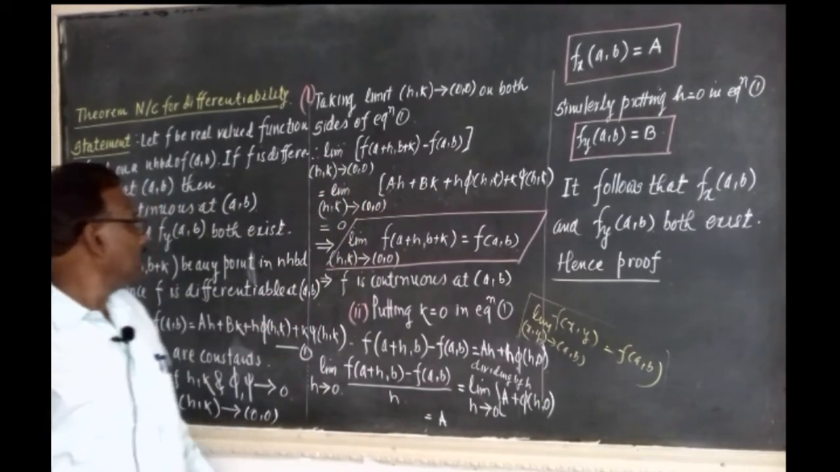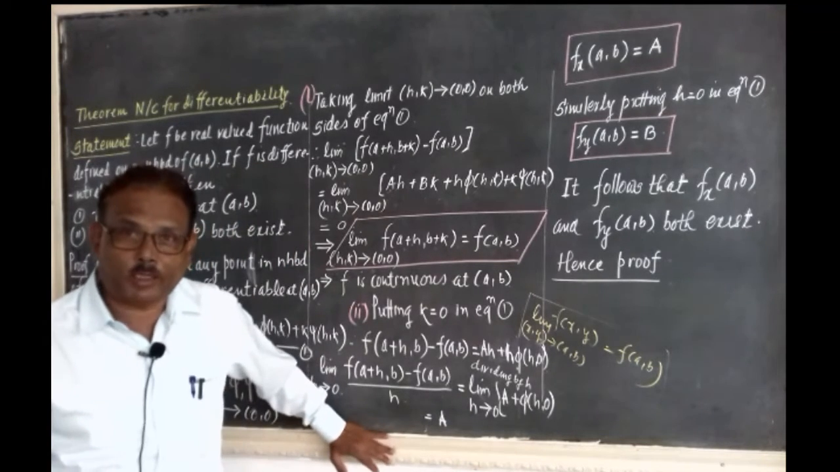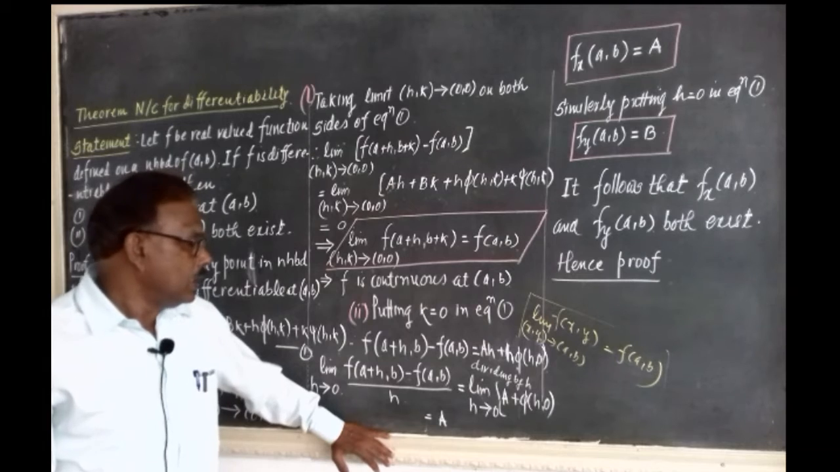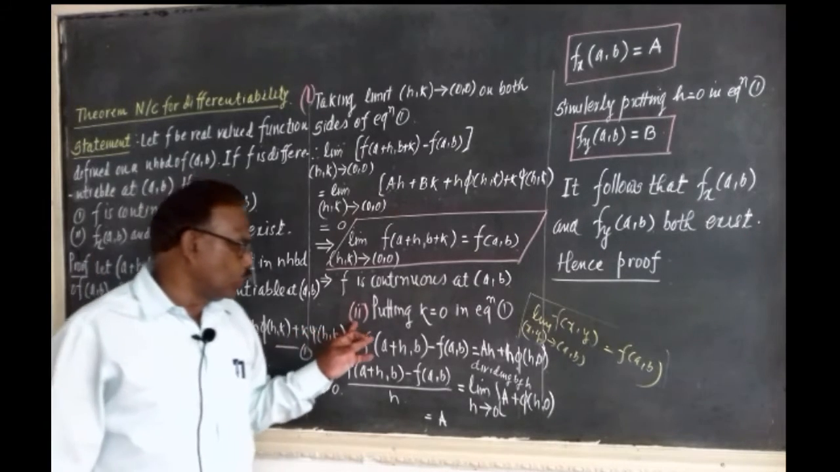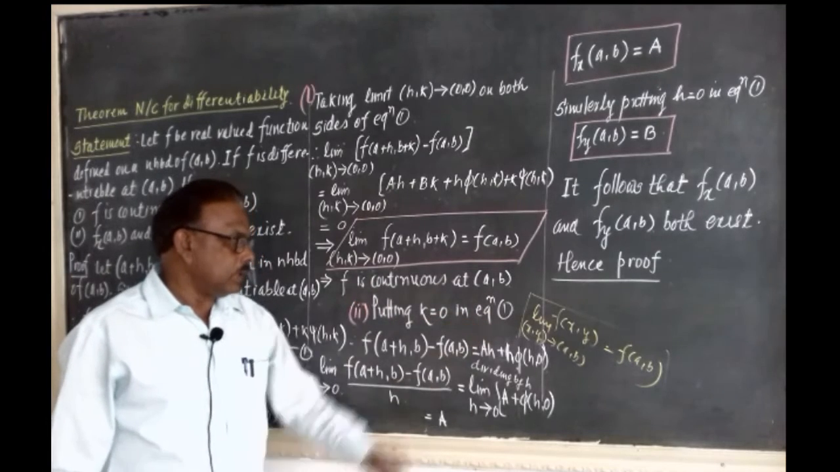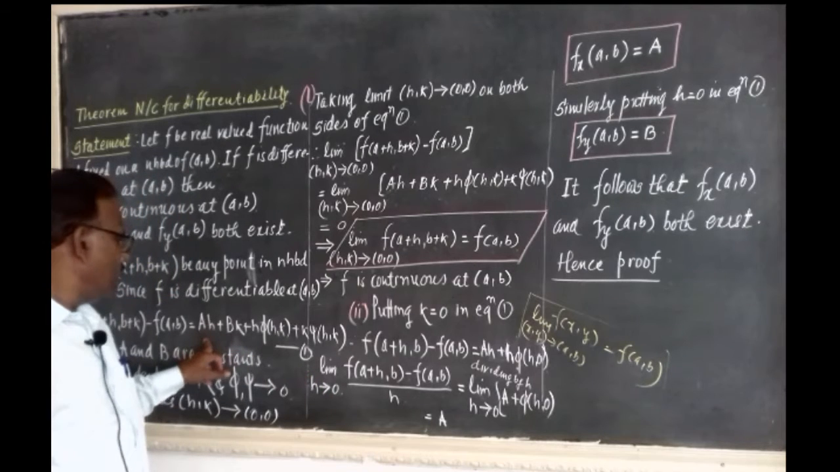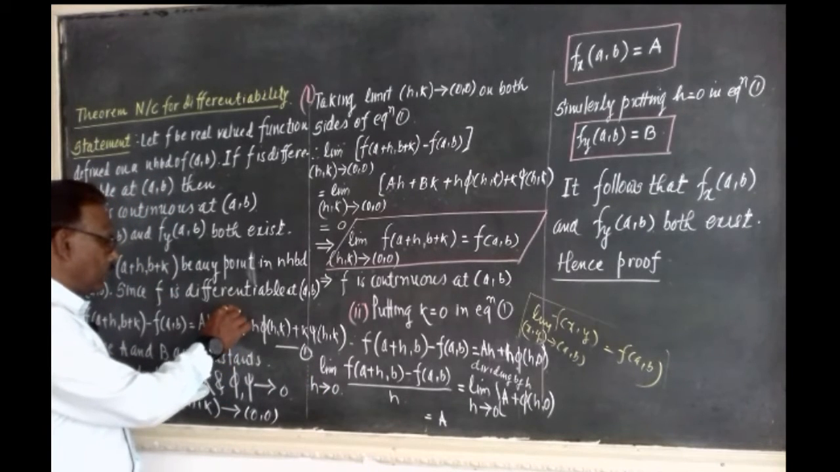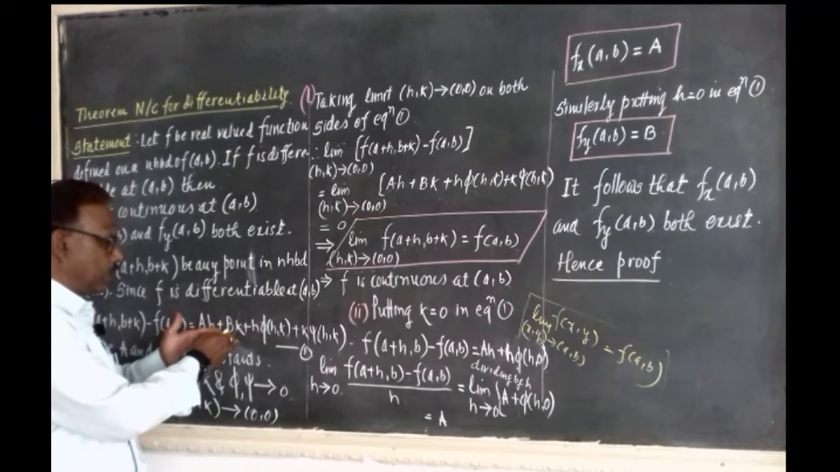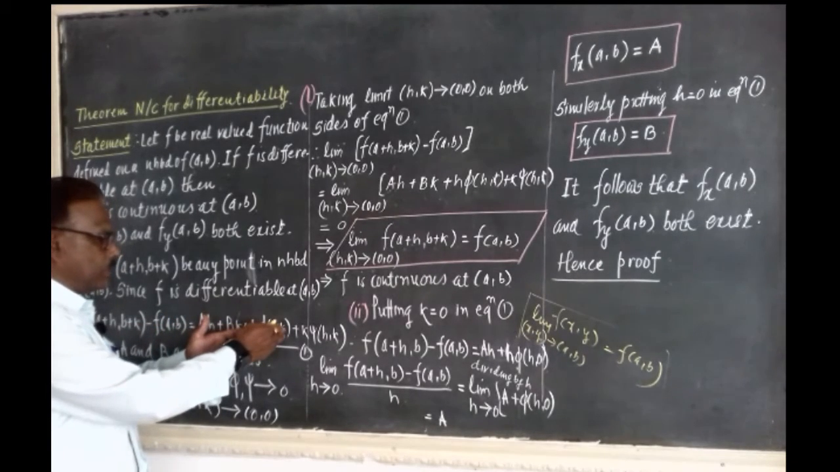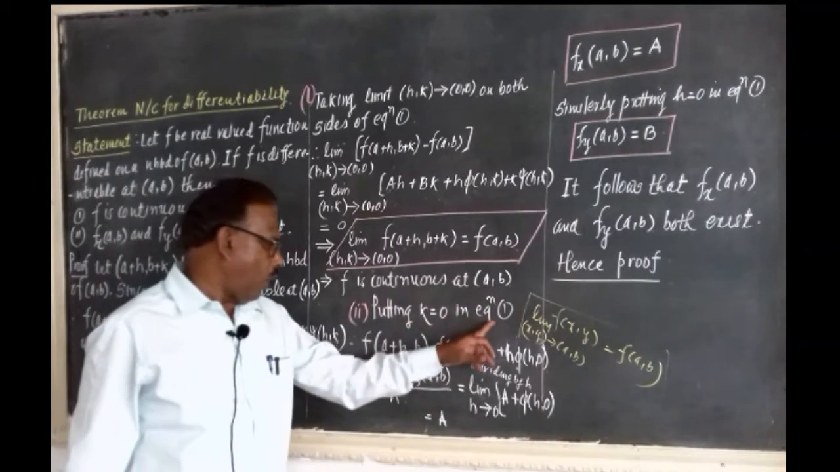Now the second part: we have to show that both partial derivatives exist at point (a, b). For that purpose, case number 2. In equation number 1, we are taking k equal to 0. Try to understand. Therefore this part of the equation will become directly 0. Here k becomes 0, h remains as it is. That means this equation will be converted to a new form.